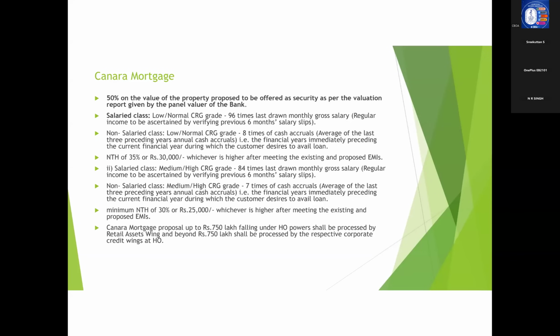And in the case of used vehicles, quantum or 60% of value, whichever is higher or lower, it is always whichever is lower. Okay, it is always whichever is lower.